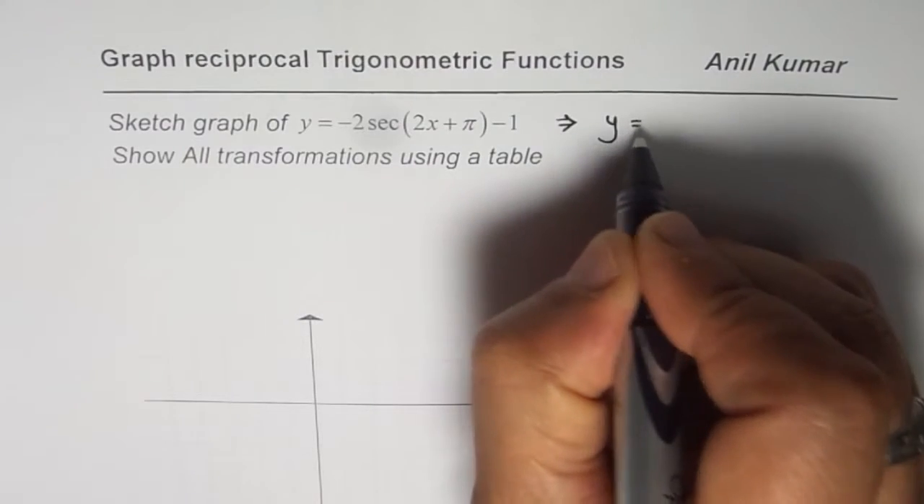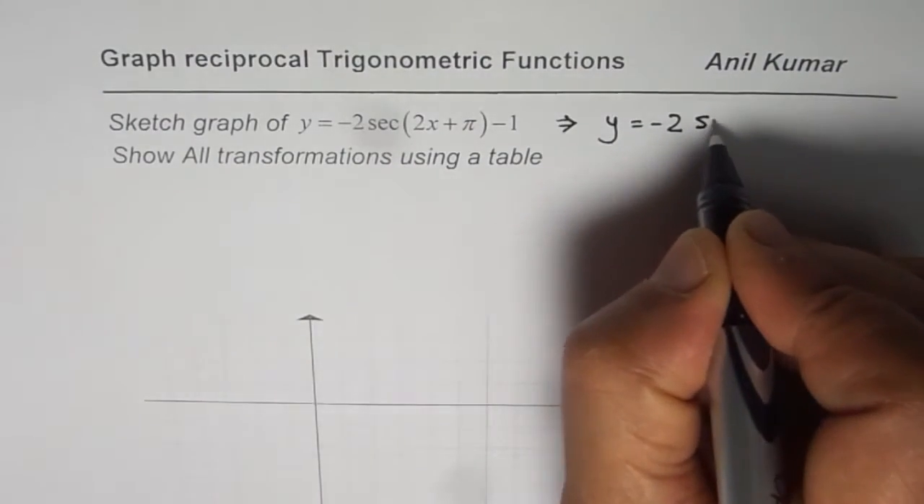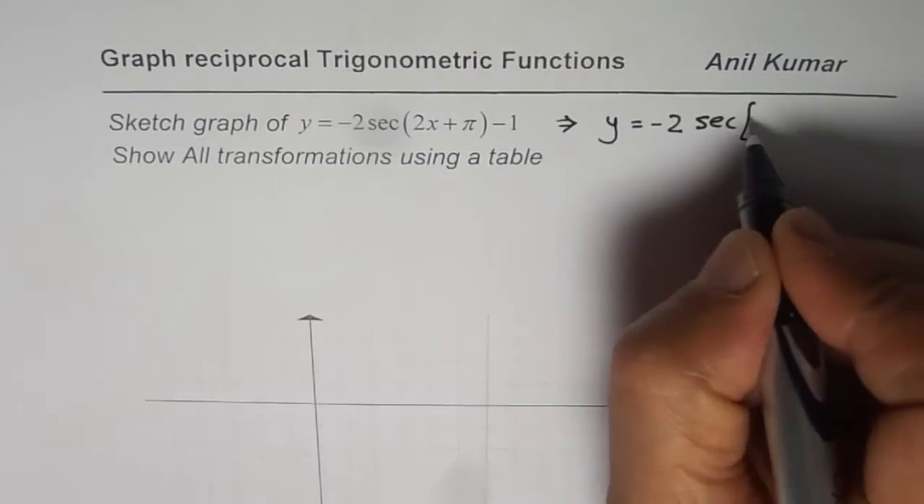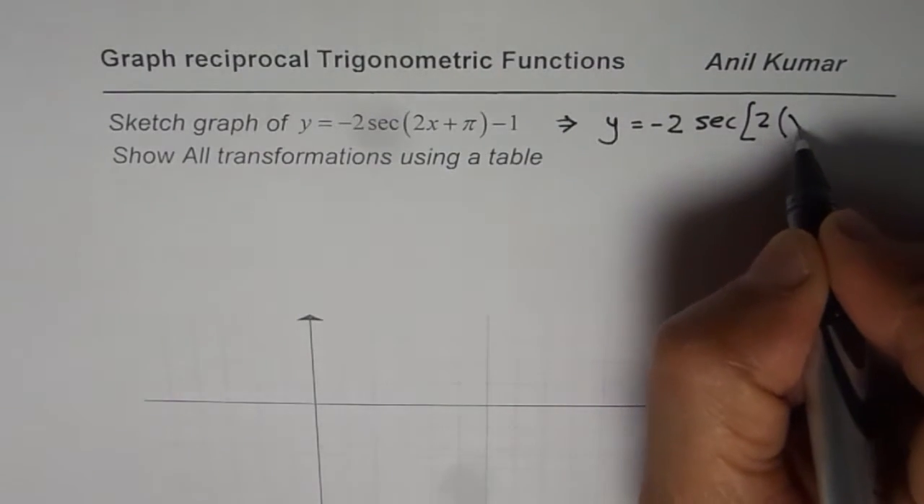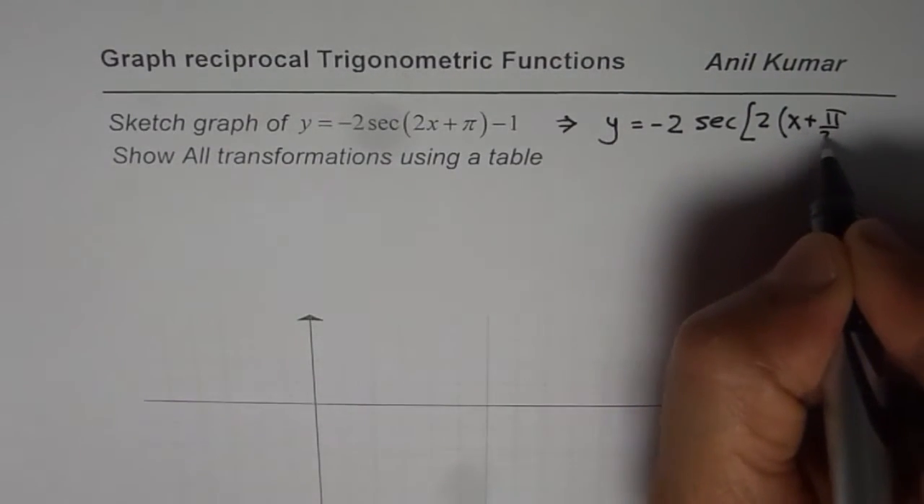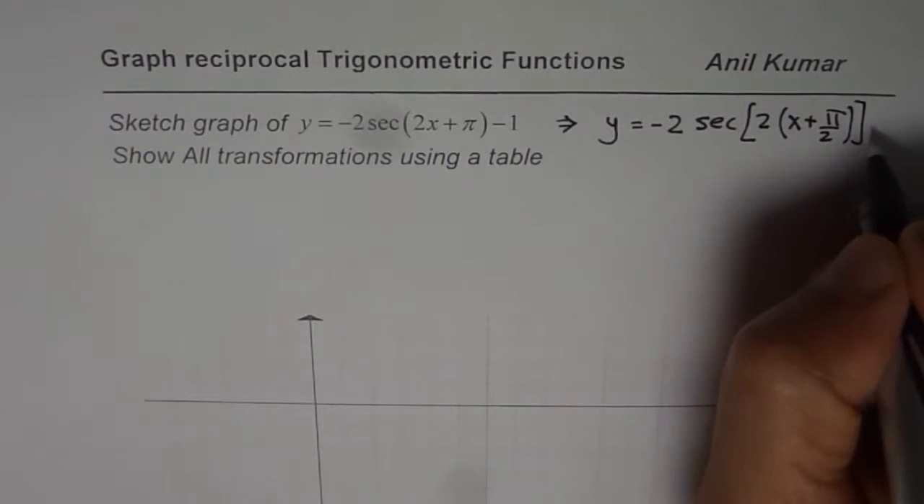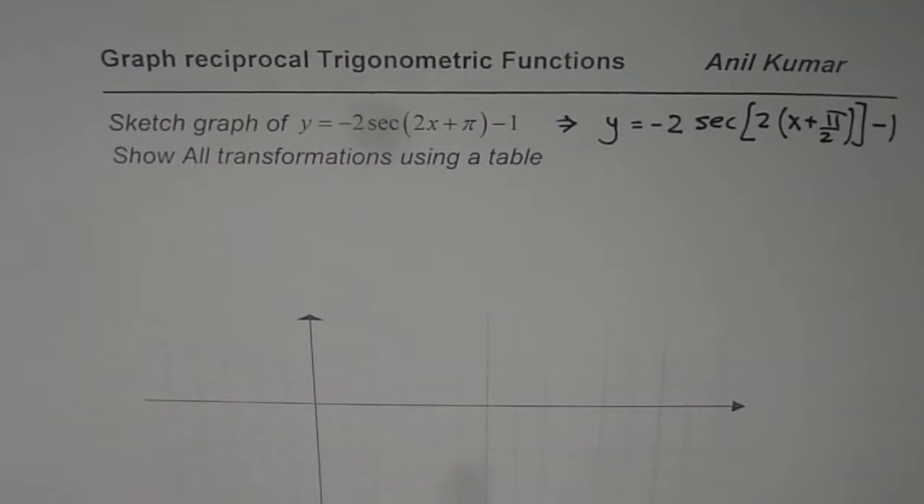We can write this as y equals minus 2 secant of 2 common, right? And we get (x plus pi by 2) bracket close minus 1, correct? Now the strategy here is, as a guideline, we could first sketch the cosine function and then we will sketch the secant function. So that will form the guidelines for us.